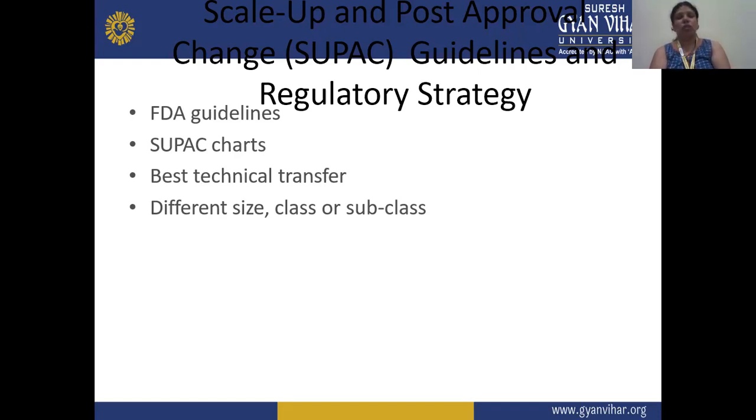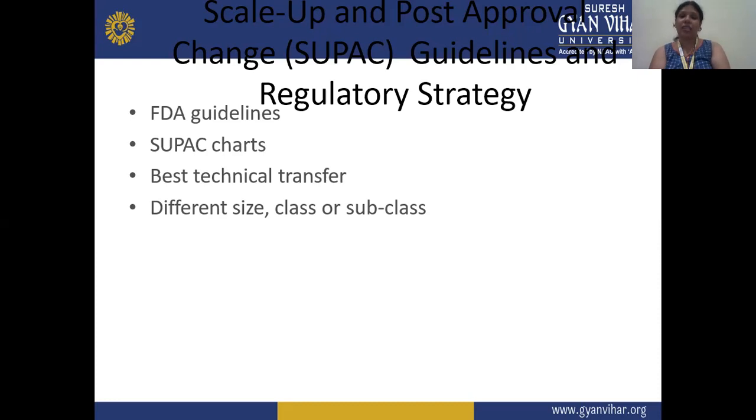This is also with the dossier and all the things which are there in the dossier. You have to submit like master manufacturing record, master formula record, master formula card. We have already discussed about this thing, dossier in technology transfer, in our last video. So if you don't know what is dossier and what is dossier related to the technology transfer, you can visit that video. Other than that, SUPAC chart is also there, or SUPAC guidelines are also there.